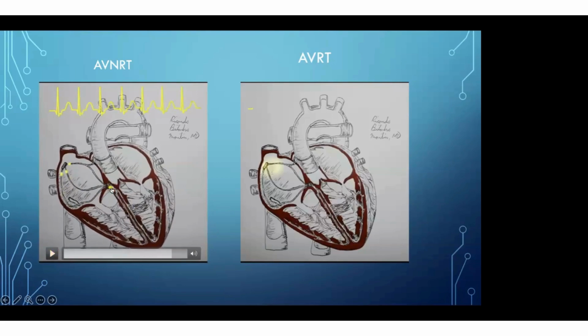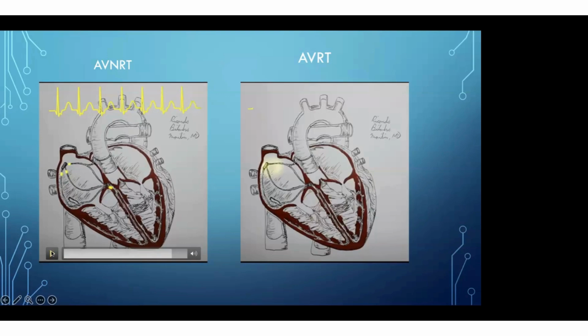You can see this yellow thing is circuiting around this. Here is the fast pathway and slow pathway, and the current is circuiting between the fast pathway and slow pathway, sending signals up and down. So the P wave will be coming at the same time as the QRS. Sometimes if it's so fast, we will not be seeing any P wave, only QRS coming in between.